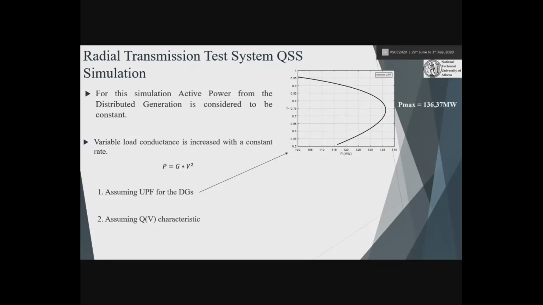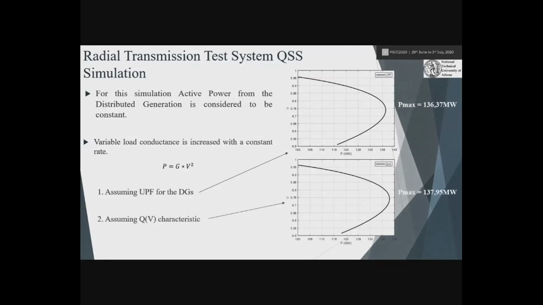In the figure, we plot the load bus voltage against the active power consumption for the two different inverter-based generation controls: first the unity power factor, and then the QV characteristic. We can see a minor increase in the maximum power transfer for the use of the QV.